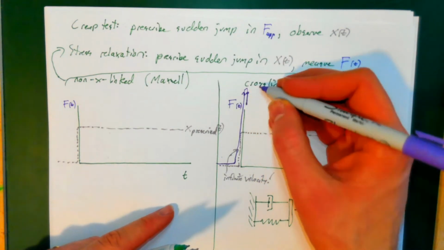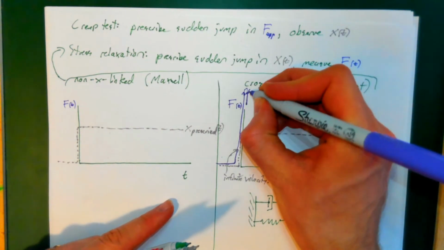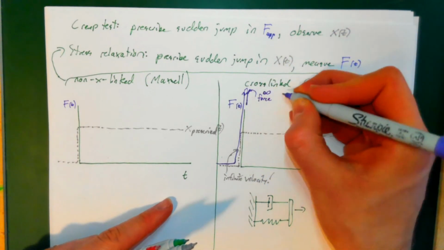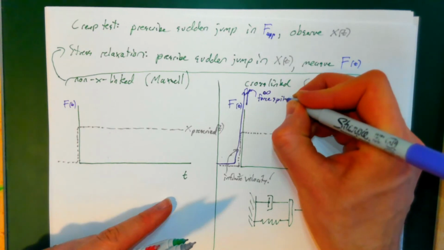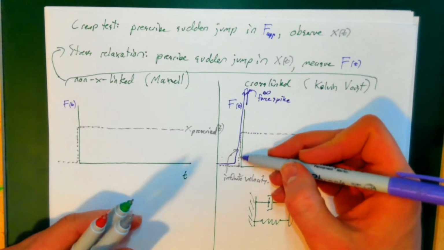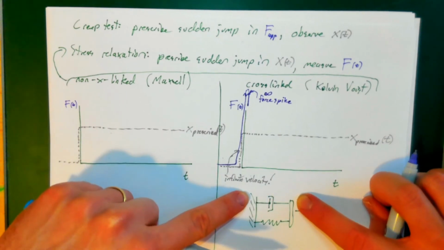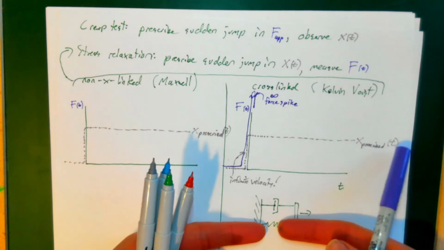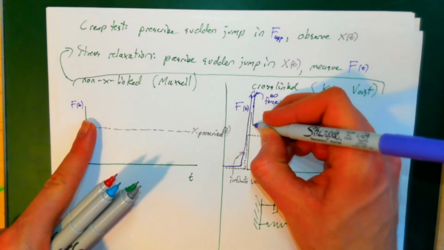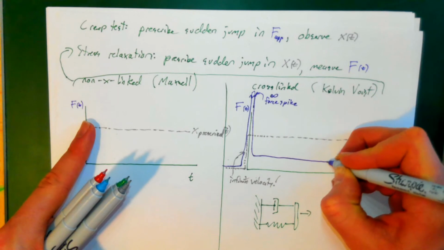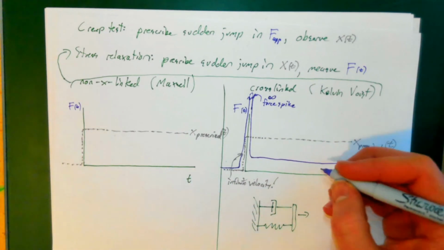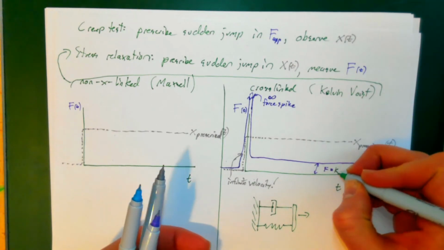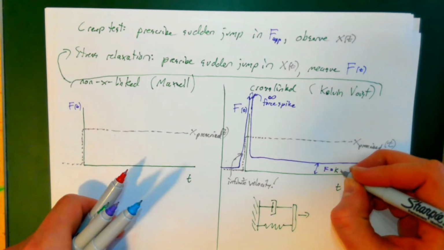So I get this huge spike, an infinite force spike, right here, essentially required to move this dashpot at infinite velocity. But then once I've stretched it out all the way, my spring is stretched out. So at that point, this force just levels off to some level, where the force would be equal to k times my x prescribed.